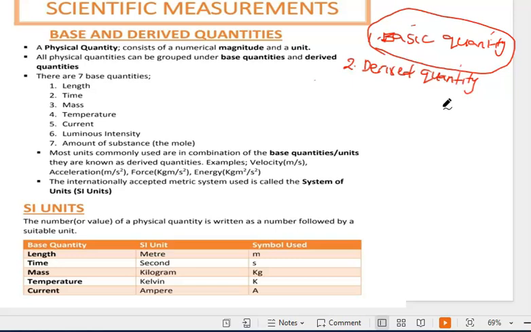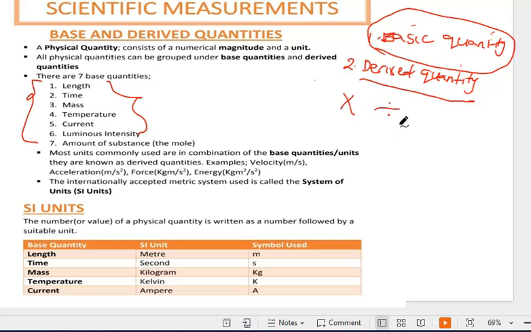The examples of these base quantities: we have length, time, mass, and temperature. It is impossible for you to derive temperature from the mass or the time. So these basic quantities are only obtained directly from a measuring instrument. The derived quantities, they can be obtained by multiplication or division of other physical quantities.